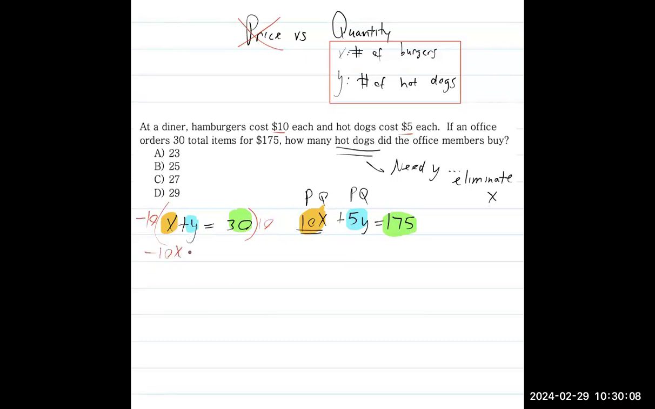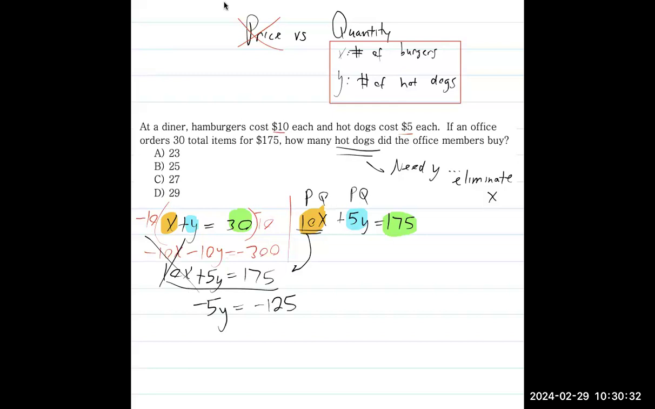So negative 10X minus 10Y is negative 300. And we can bring the other equation right below it. 10X plus 5Y is 175. When we add straight down, the 10X's will cancel. Negative 5Y is negative 125. Divided by negative 5, and Y is negative 125 over negative 5, which is 25. And that's answer choice B for this question.